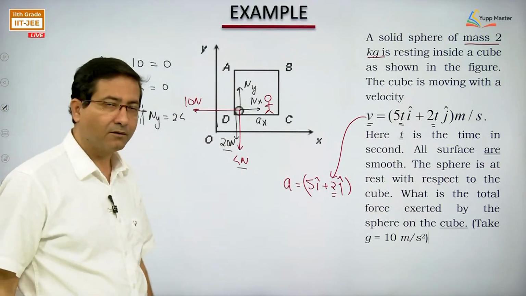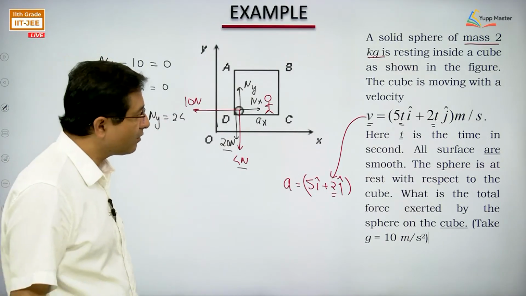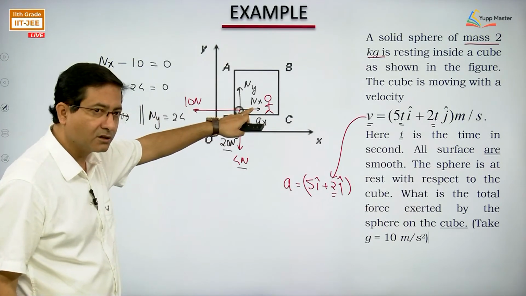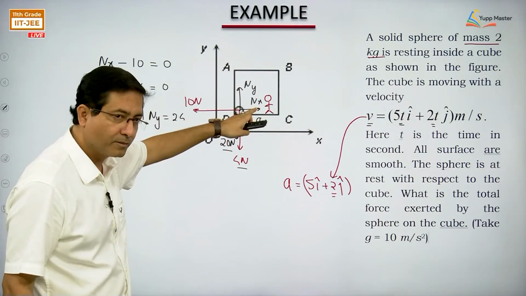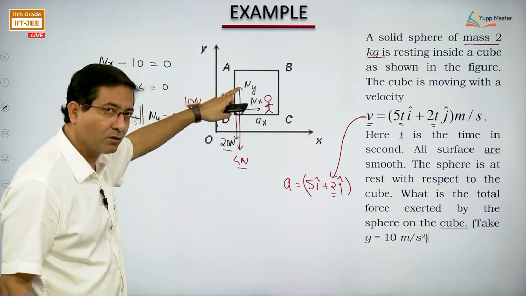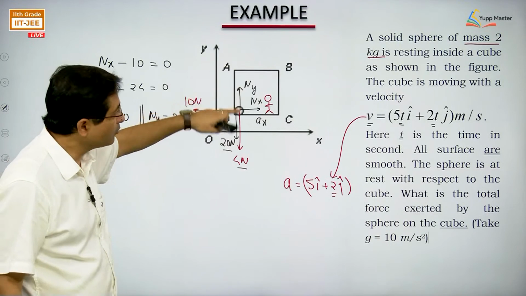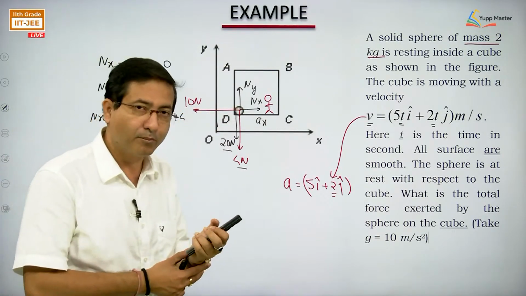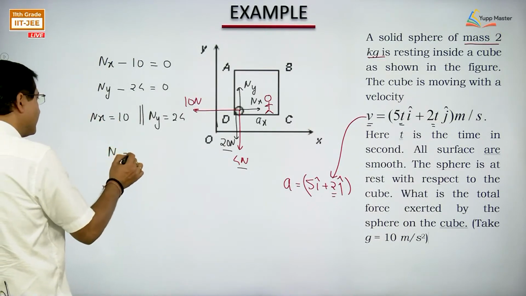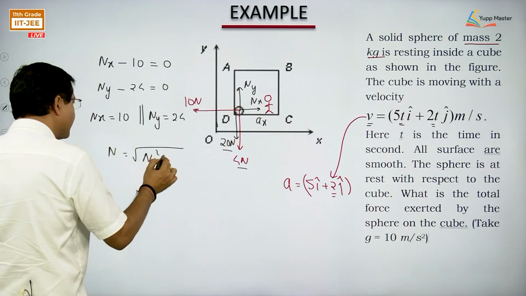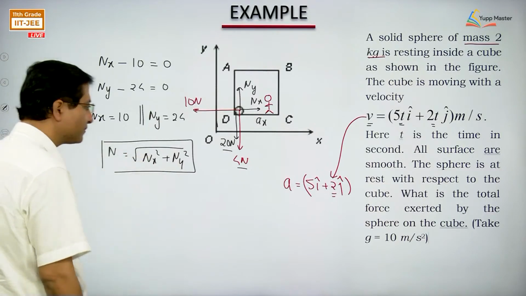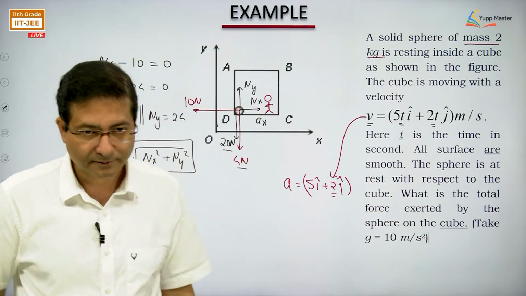We need to find the force exerted by the sphere on the cube. So Nx in this direction is the force by the wall on the ball, force by the cube on the ball. Similarly, Ny is the force on the ball by the cube. Opposite will be the direction of the forces exerted by the ball on the cube. Anyway, we need to find the resultant. So net force is the square root of Nx square plus Ny square. Substitute the values of N here, you will get the answer. This is the first part, right?